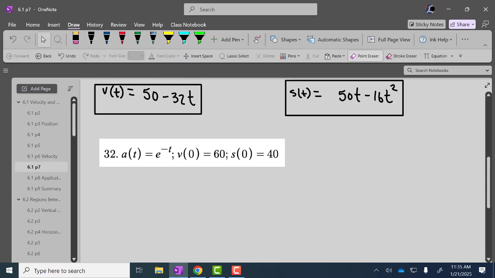Okay, you all start this one. You've got an acceleration function, integrate it to get a velocity function, and then integrate again to get to position. See if you can get to position, preferably with the fundamental theorem of calculus technique.